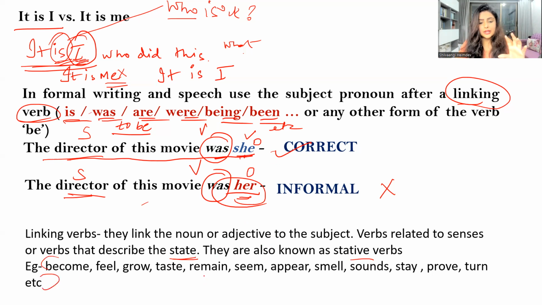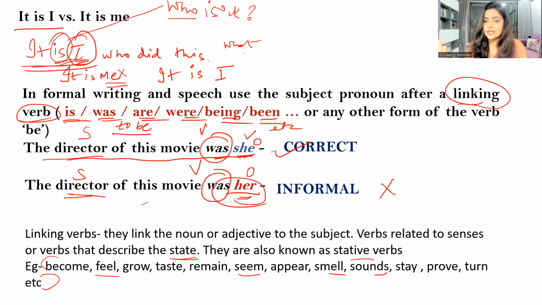I've given you the list. Okay, so senses are what? Smell, seem, sound. All this is related to sense. Feel, sense again. And become, grow, taste, appear, stay, etc. They describe the state of being. So they are also linking verbs. So if you find these verbs in your sentence, always make sure that you make use of a subject pronoun even in the place of an object. Okay. Are we very clear? Okay. So only in case of linking verbs, friends, you're just going to make use of what? You will use a subject pronoun in the place of an object.